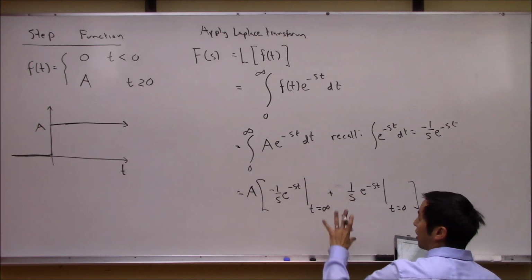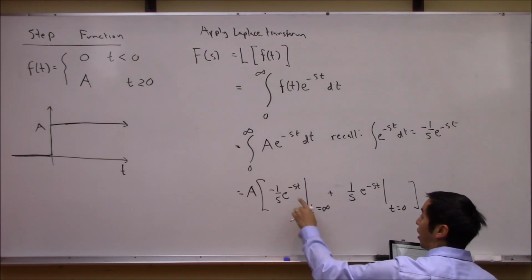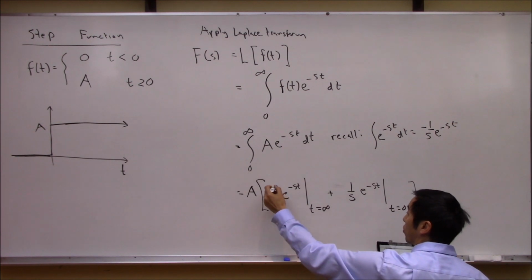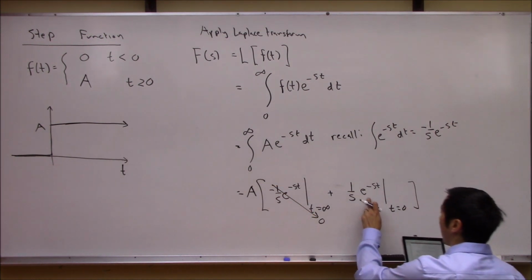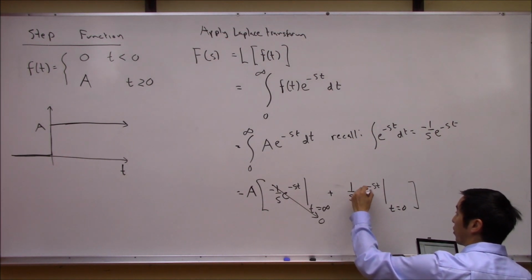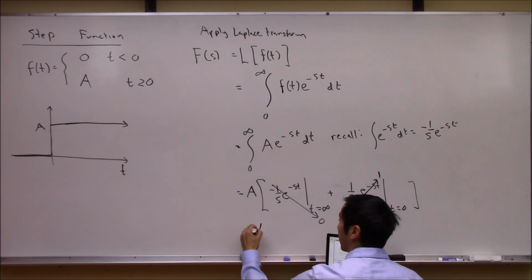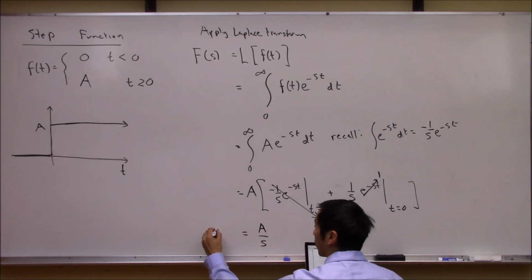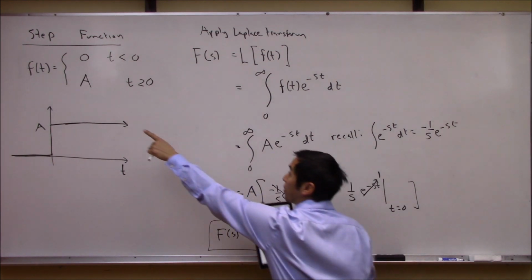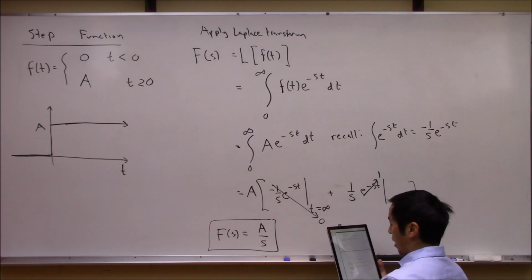Again, we make the exact same argument. In this case, it actually doesn't matter. This term goes to 0, so this whole term goes to 0. The exponent part goes to 1. So at the end of the day, this is all just a over s. So here's F of s. A step function looks like that in the time domain, but it looks like this in the Laplace domain. There you go.